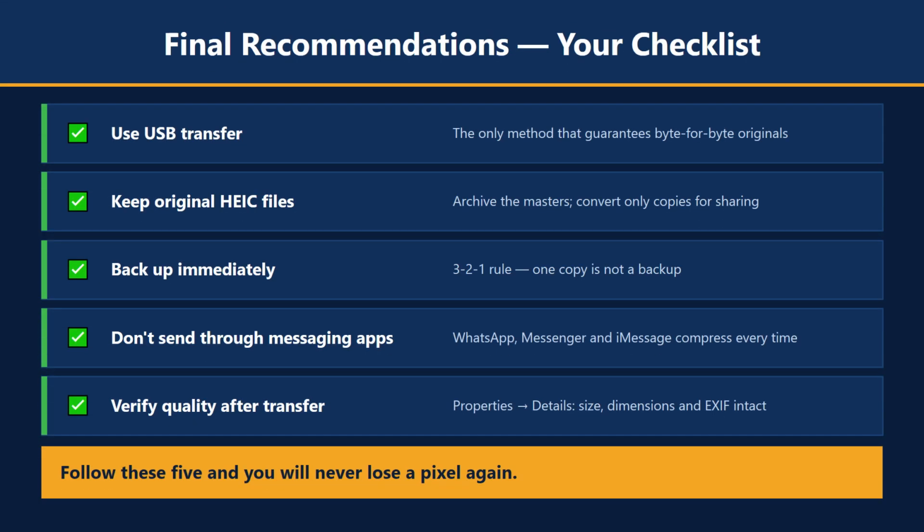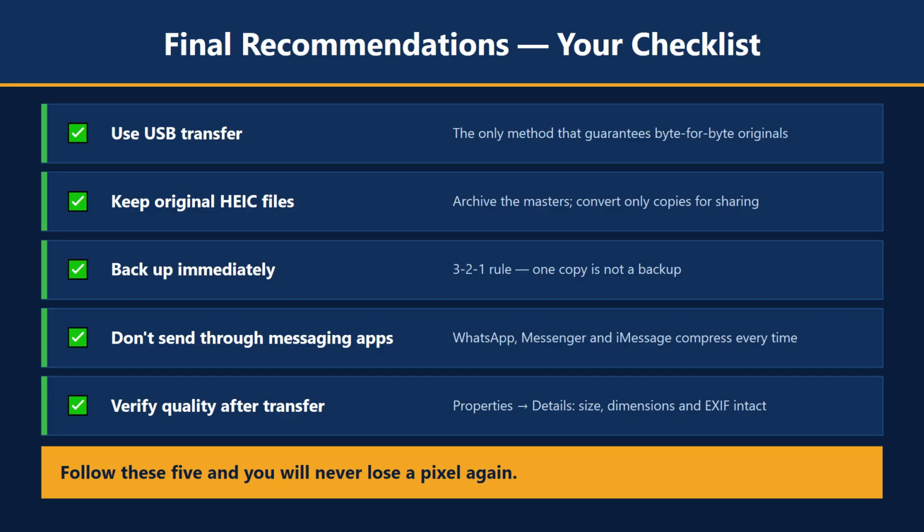Method, speed, quality, ease of use. Recommended winner: USB cable plus File Explorer copy. No compression, no account, no internet required. Let's compare every realistic option so you can see why I recommend what I recommend.